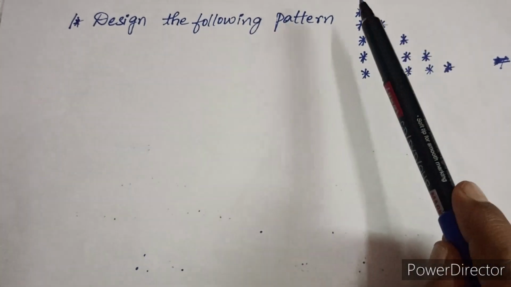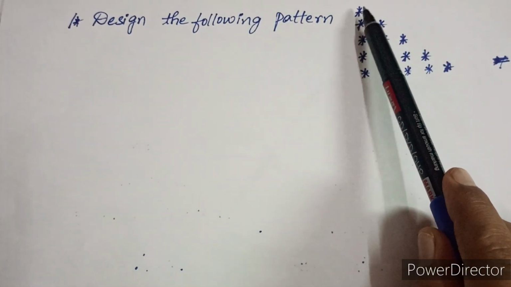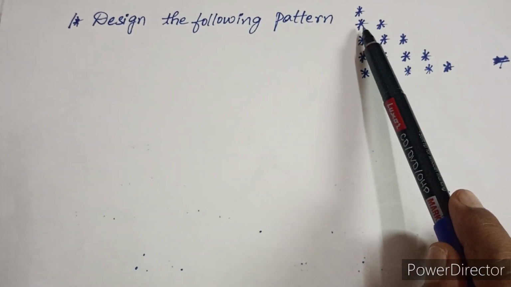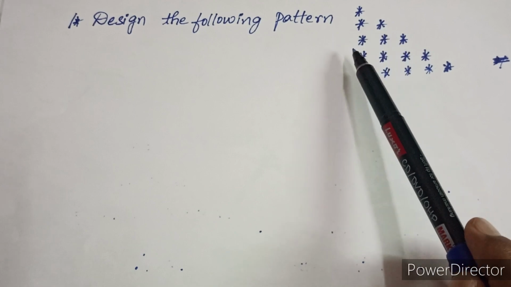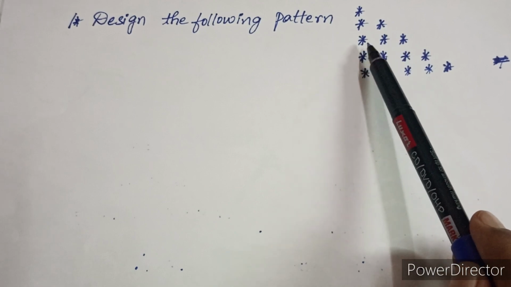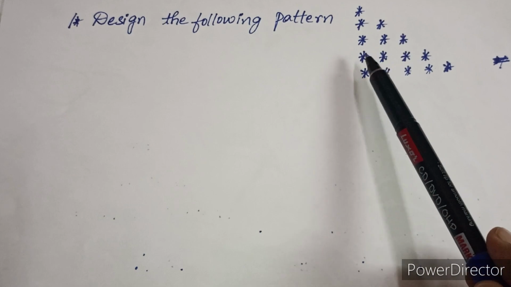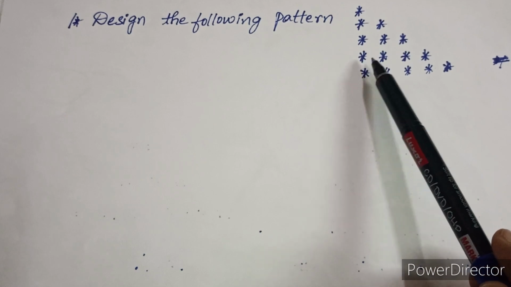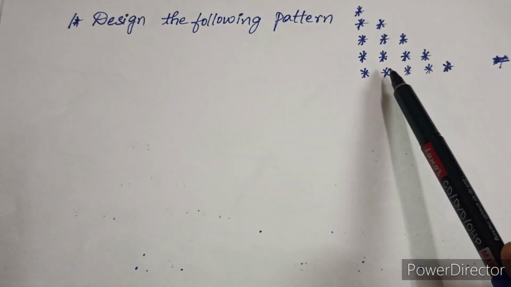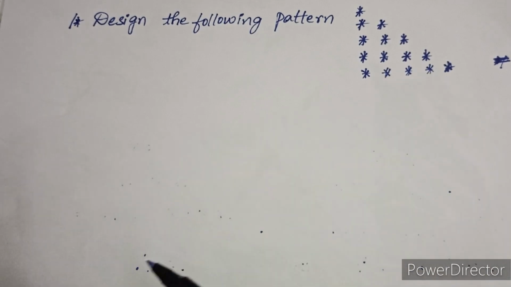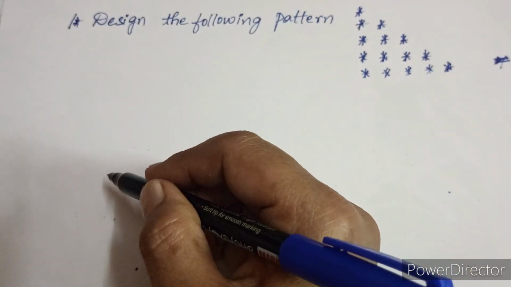Am I correct or not? In the first row, first column, one star is there. In the second row, two columns, two stars are there. In the third row, three columns, three stars are there. In the fourth row, four columns are there. In the fifth row, five columns are there. So how will you write your program?